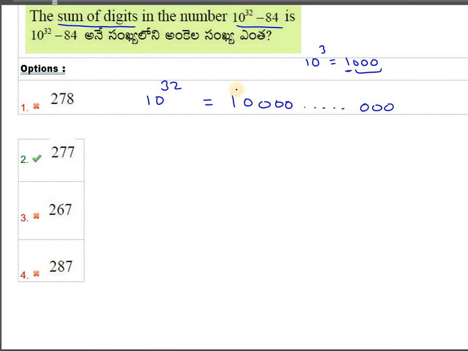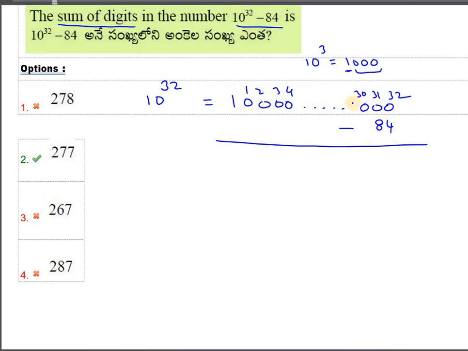Right? 1, 2, 3, 4. If you see like this, how many zeros you will get? 30, 31, 32 zeros you will get. Then we have to do minus 84 from this number. Very simple. 10 power 32 minus 84. 10 power 32 means 1 followed by 32 zeros, minus 84.